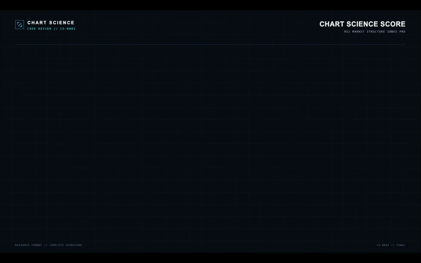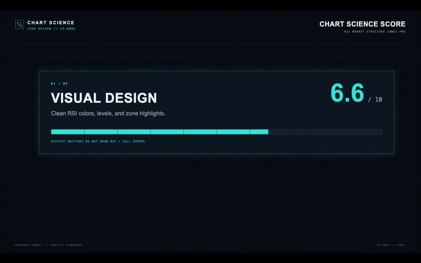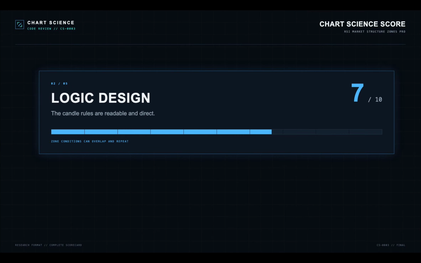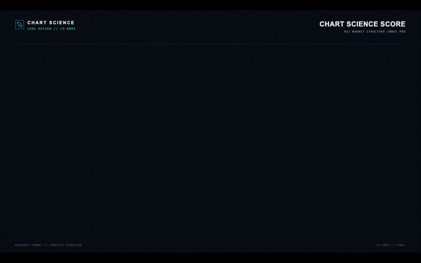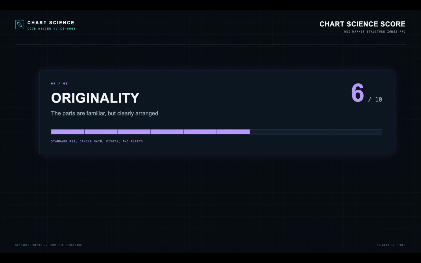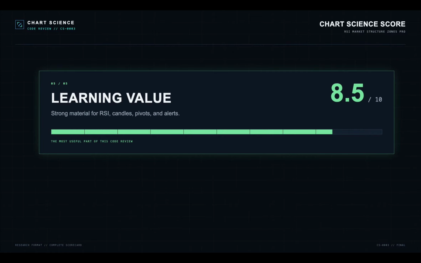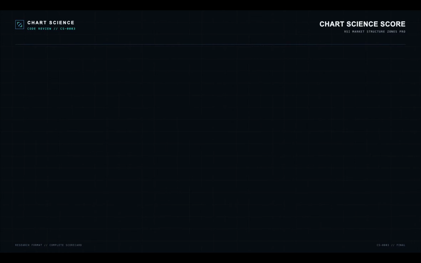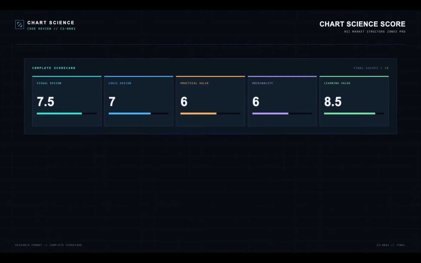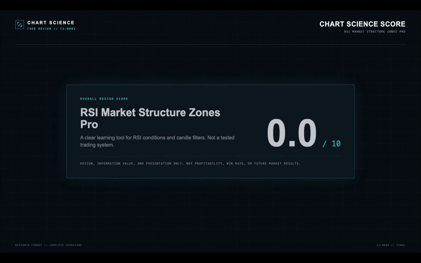Now for the score. The RSI colors, levels, and background highlights are clean. The score loses points because the buy and sell display switches are not connected to buy and sell shapes. The candle functions are easy to follow, but the support and resistance conditions overlap with the extreme zones and signals can repeat. It may be useful as a filter, but there is no strategy backtest and no proof that the fixed levels work better across markets.